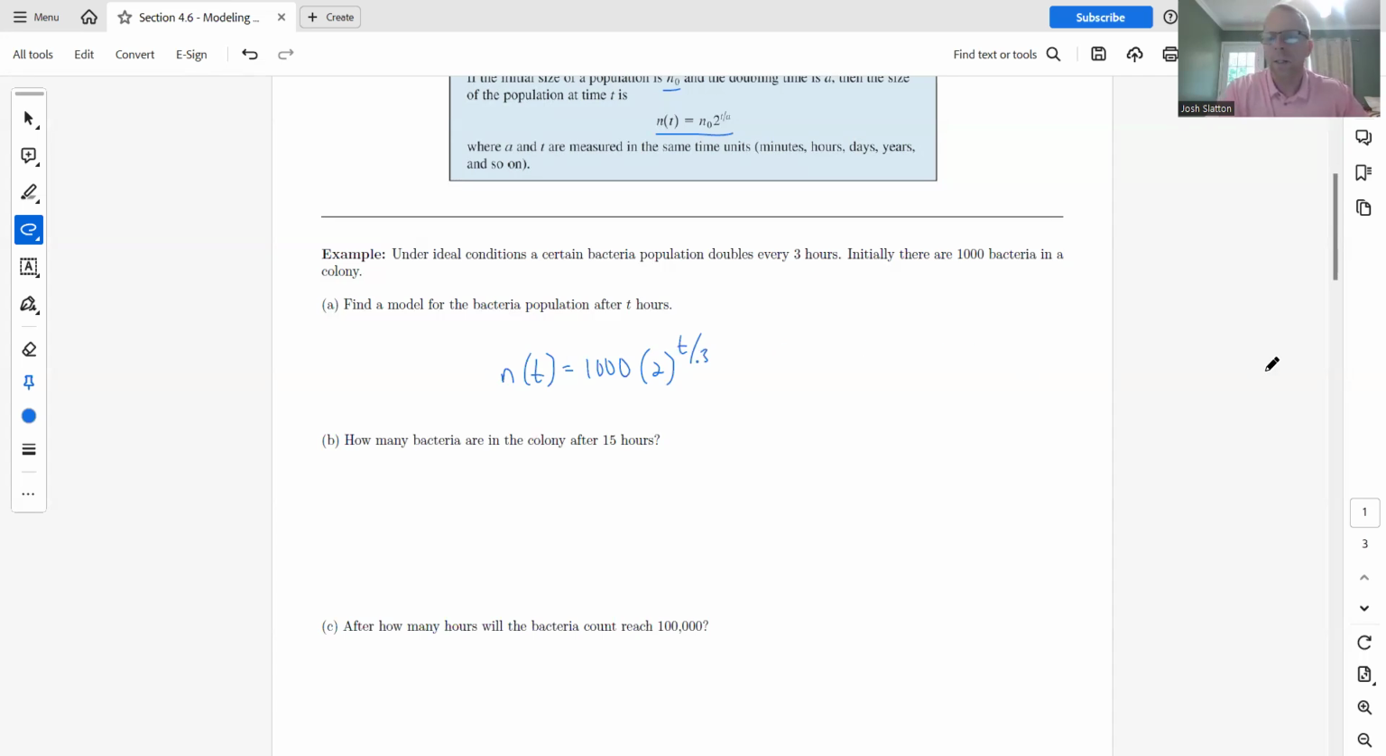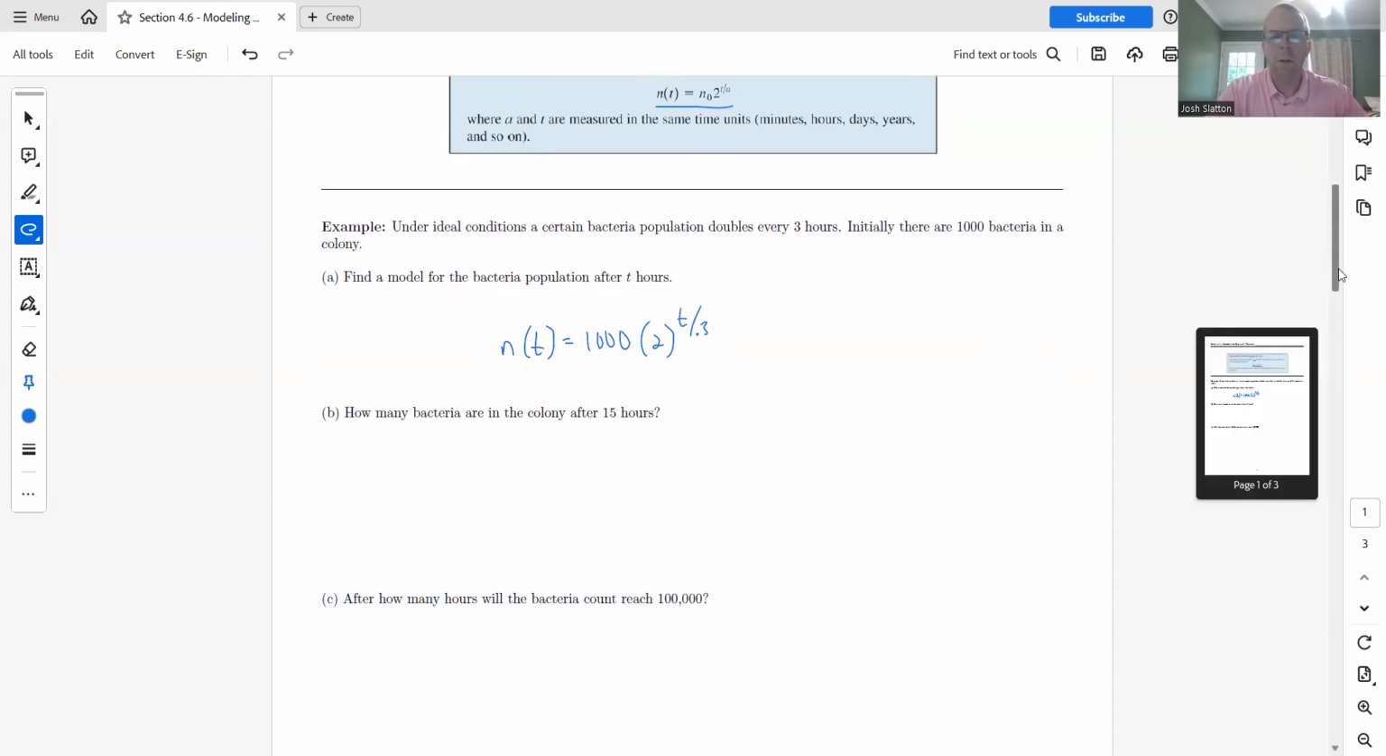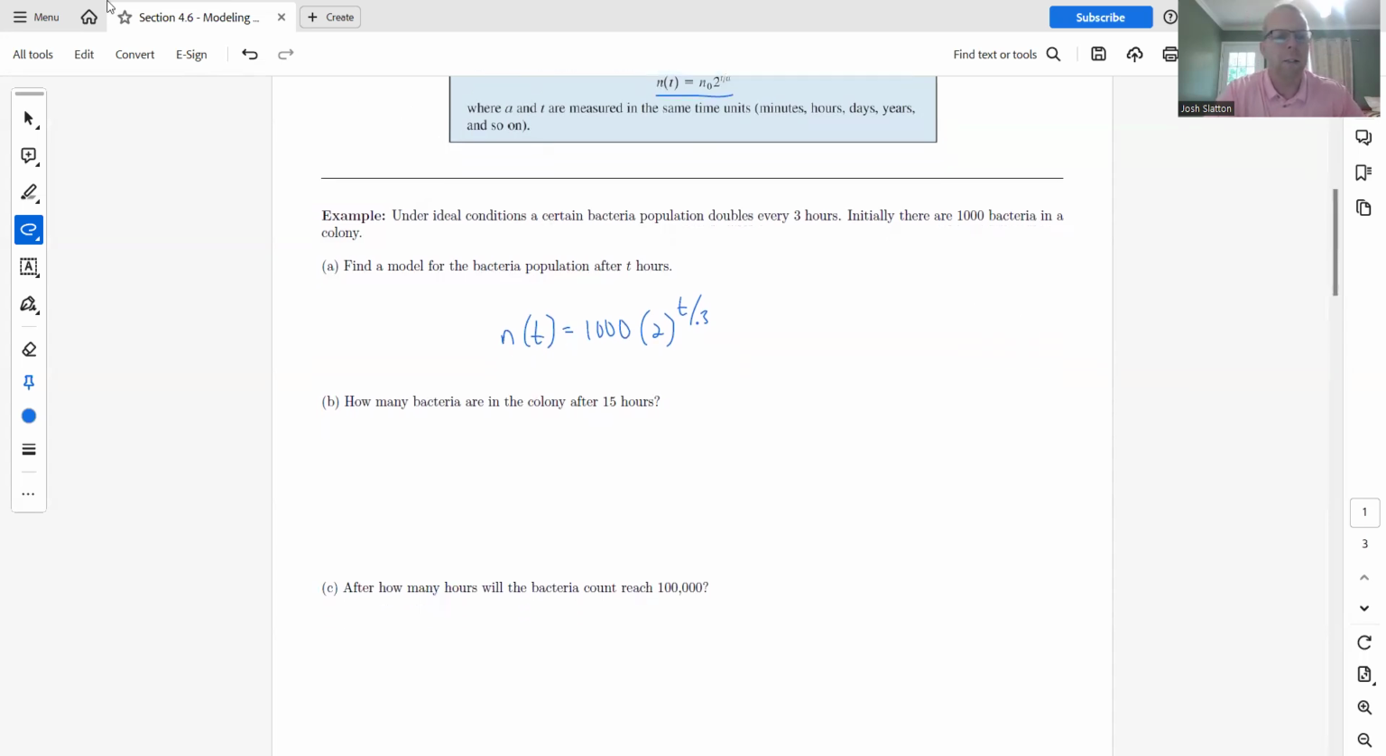Then how many bacteria are in the colony after 15 hours? So this will be N of 15, so we get 1,000 times 2 to the 15 over 3. Put that in the calculator, and we should get 32,000.